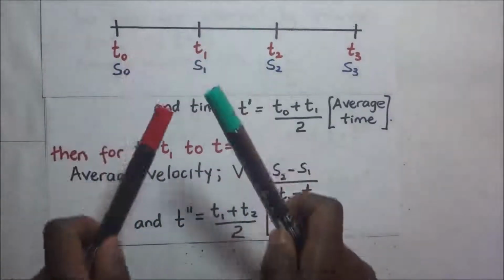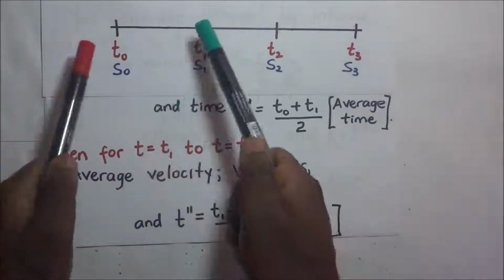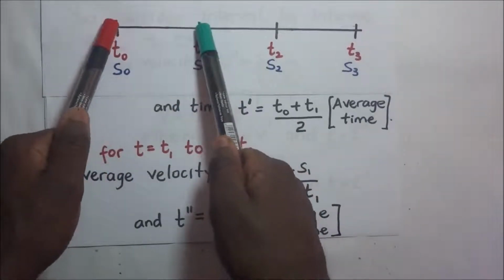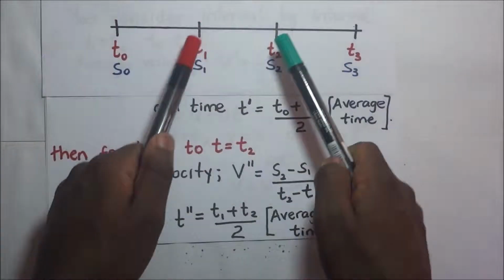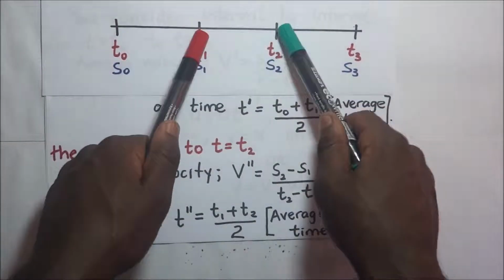Now, from these two intervals, we have the average velocity and the average time in the first interval, and the average velocity and the average time in this interval.